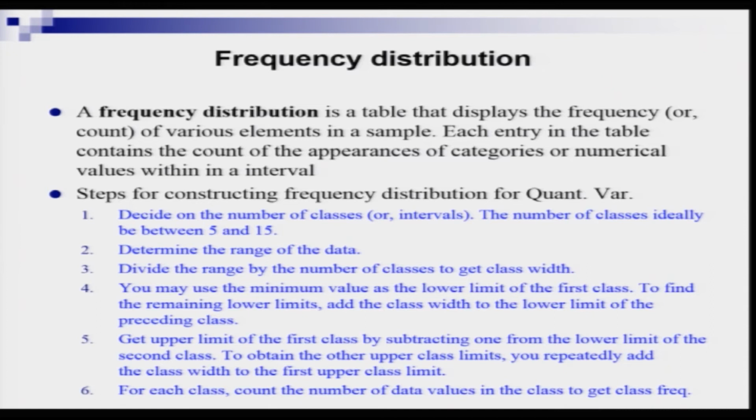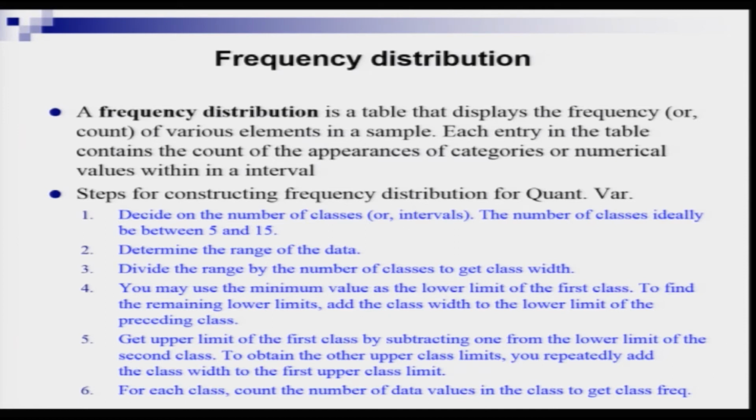Now, there are 6 steps for constructing this frequency distribution for a quantitative variable, and let us go through them one by one. In step 1, you first need to decide on the number of classes or intervals that you are going to have in your frequency table. Too few or too many classes are not of any help, because that is not going to show you the true pattern in the data. There is an ideal number of classes that statisticians talk about, basically between 5 and 15. You have to decide how many classes you want to show in the table, and that is totally arbitrary, your choice.